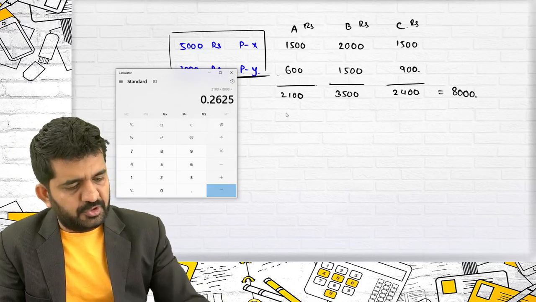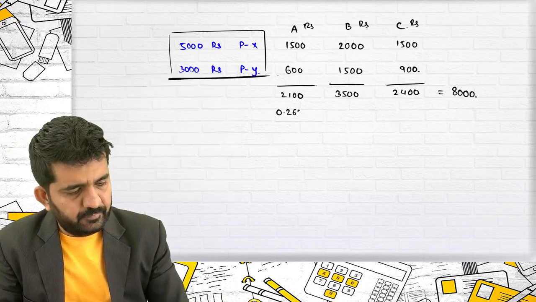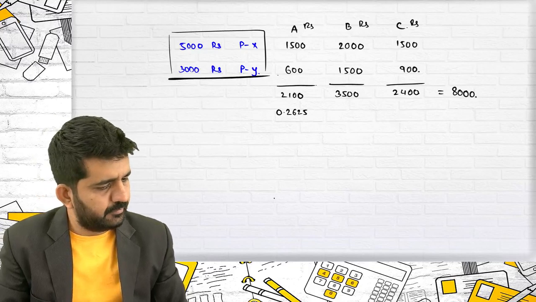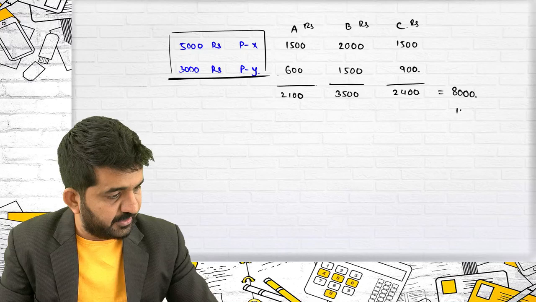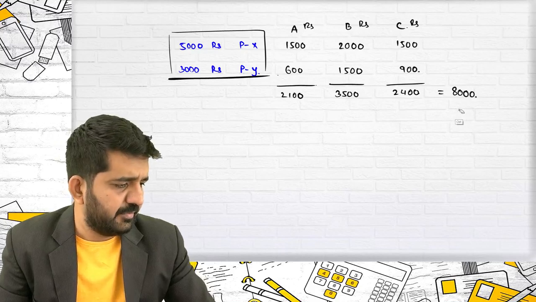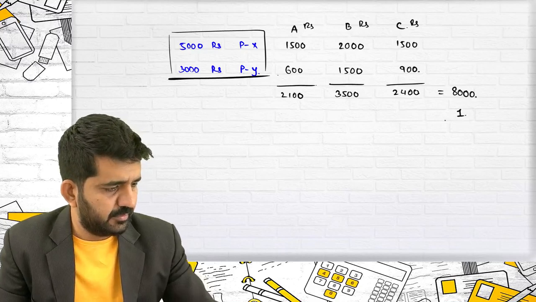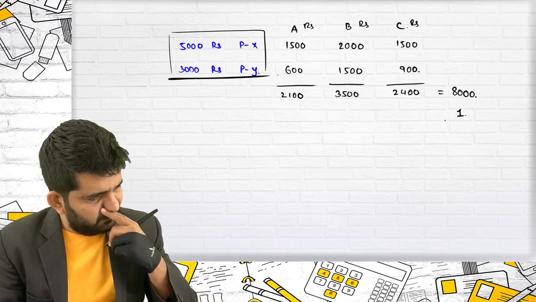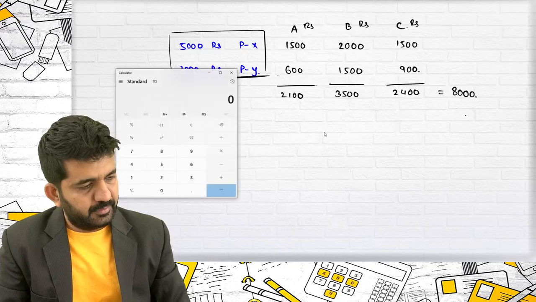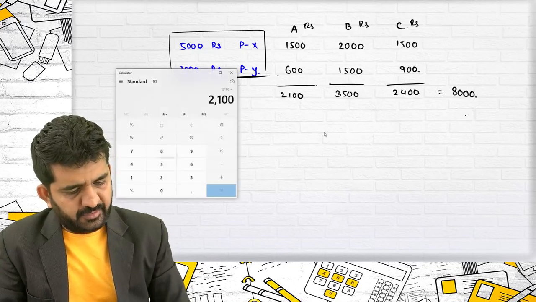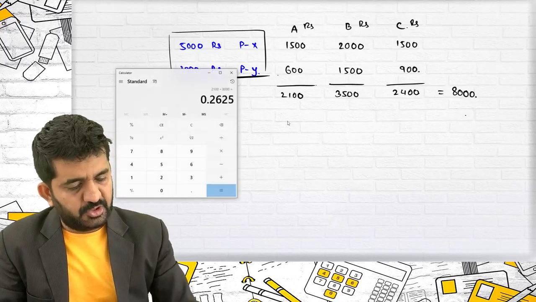It is 0.2625. No, you need to find out the weight. So this should be taken as 100. Let me take it as 1. Yes, then it is correct. 2,100 divided by 8,000 is 0.2625.